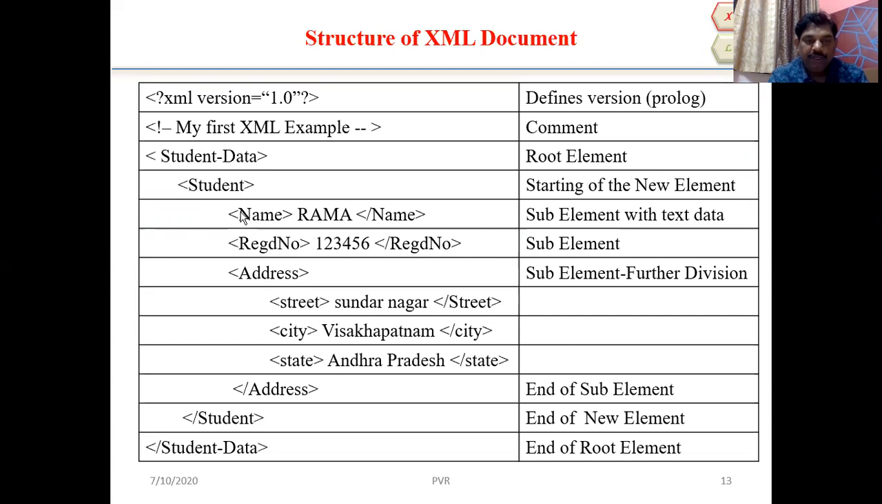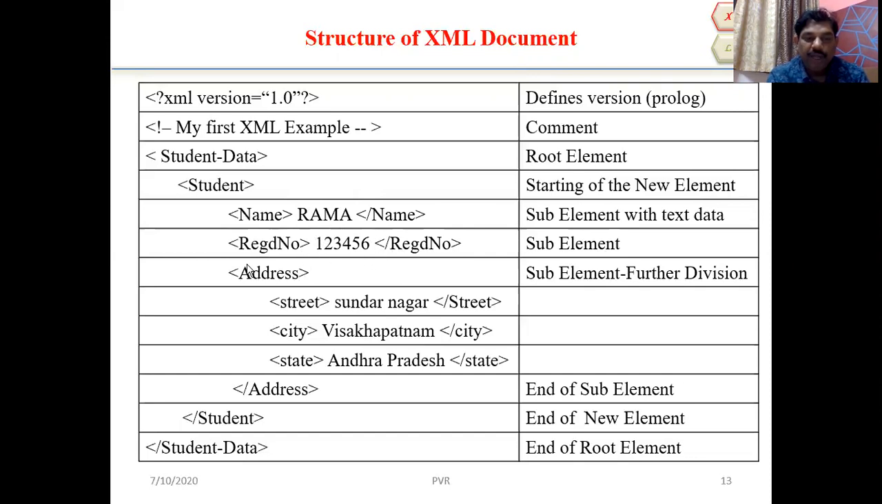Here I am opening the tag with the name, capital N-A-M-E, name, and ending with slash name. I am writing Rama, R-A-M-A. This is called a sub element with text data. Then again we are writing the register number 1, 2, 3, 4, 5, 6 and closing with slash register number. This is the sub element of the child. We are giving the name of the student as Rama and the roll number here.